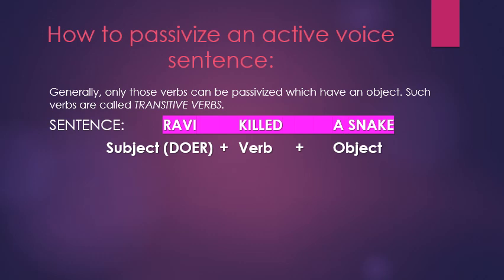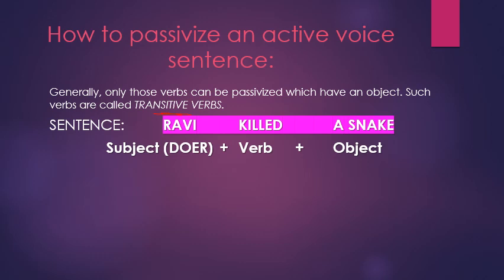Now we'll know how to passivize an active voice sentence. How to change an active voice sentence into passive voice sentence in a detailed manner. What we have seen in previous slides is just the gist of the chapter. But now we'll focus on each step properly. Generally, only those verbs can be passivized which have an object. Such verbs are called transitive verbs. So only those sentences which have an object can be easily converted into passive voice.